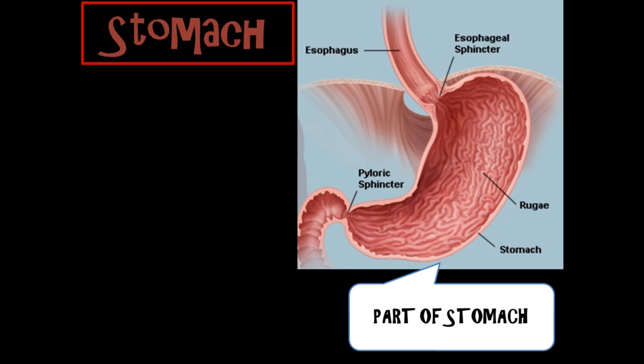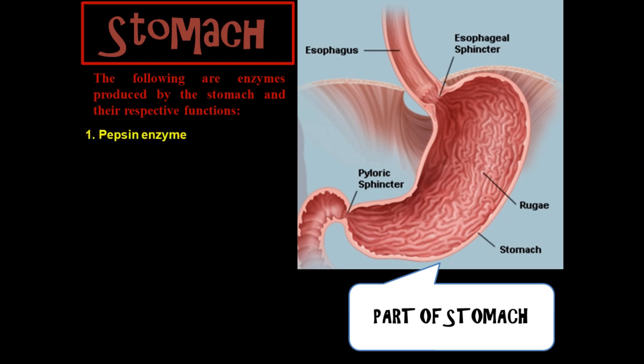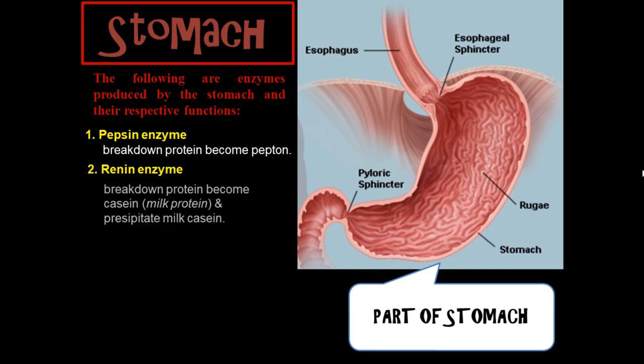The enzymes that are secreted in the stomach are gastric enzymes. The following are enzymes produced by the stomach and their respective functions. Number 1, pepsin enzyme. The pepsin enzyme breaks down protein into peptone. Number 2, renin enzyme. Renin enzyme breaks down protein into casein or milk protein and precipitates milk casein.